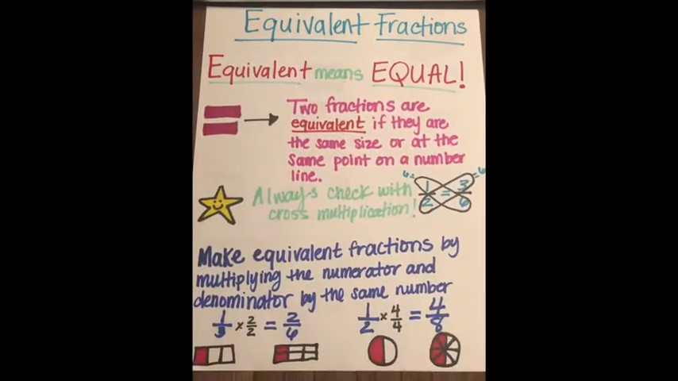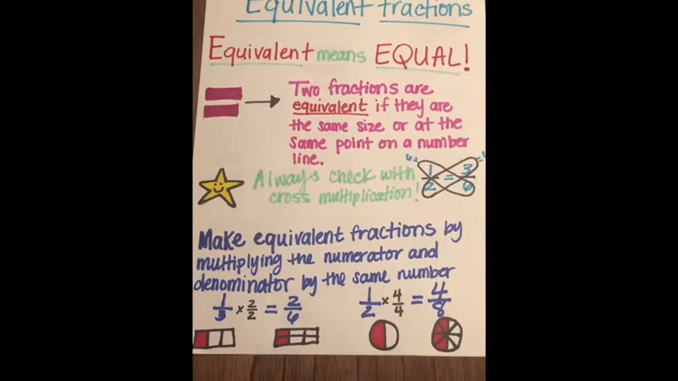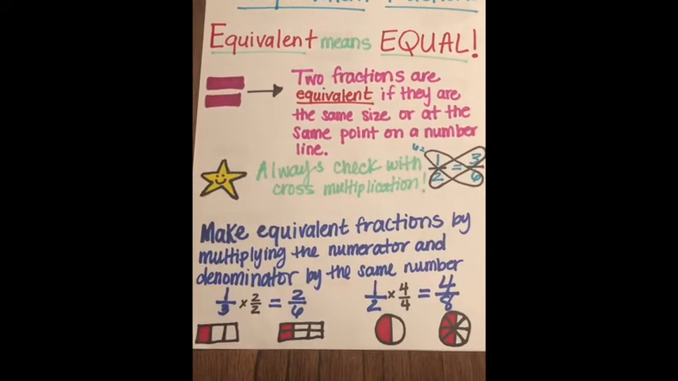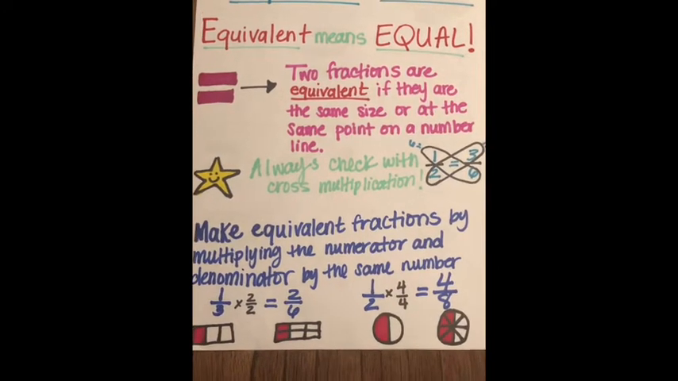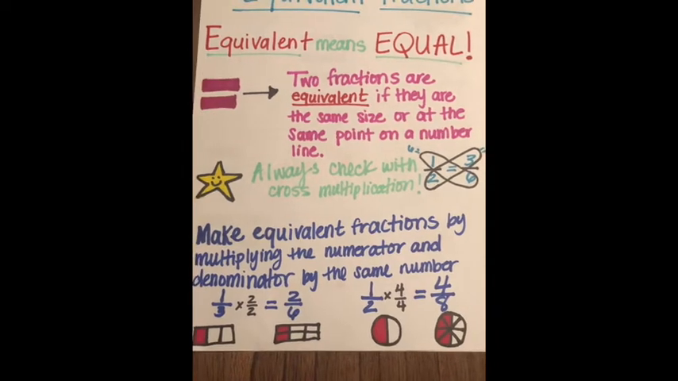Here we have an anchor chart. It says equivalent means equal. So we are trying to find fractions that take up the same amount of space. Two fractions are equivalent if they have the same size or they're at the same point on a number line. And we're going to look at this in more detail.